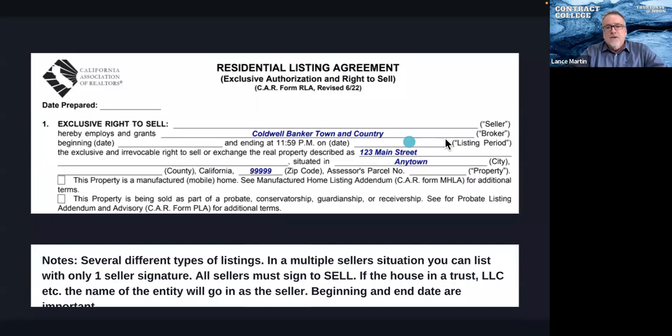Property address, 123 Main Street, situated in any town, USA, any county, USA, zip code accordingly. Don't be lazy, get all this information. This was kind of a sample, but put the county in, put the city, put the state, and grab the assessor's parcel number. Make sure the assessor's parcel numbers match.